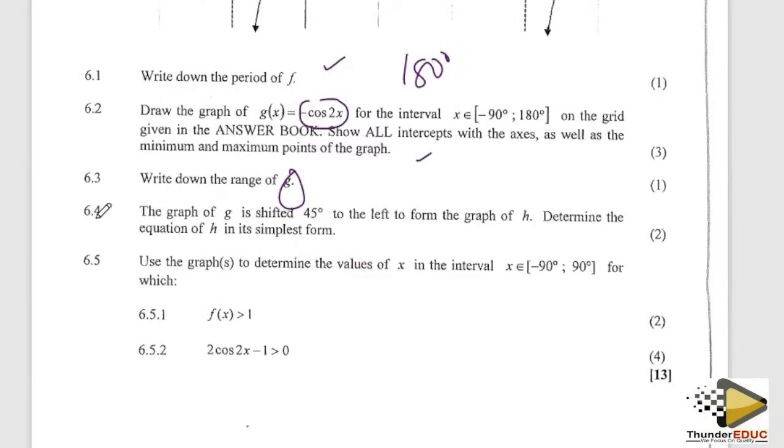Then 6.4: the graph of G is shifted 45 units to the left from the graph of H. Can we determine the equation of H in the simplest form? When you shift something 45 to the left, it must be represented with a plus sign in that format.